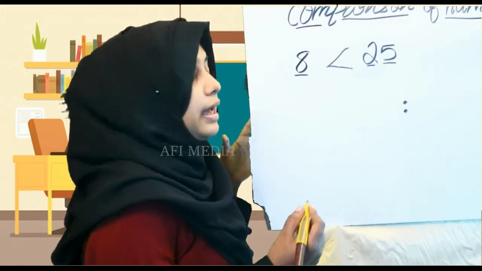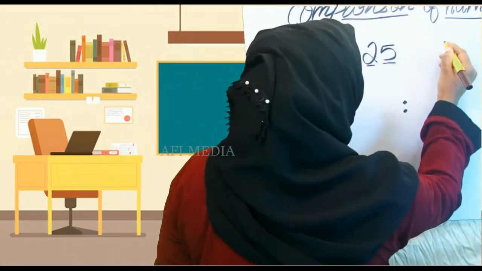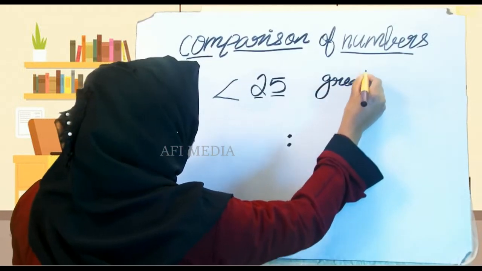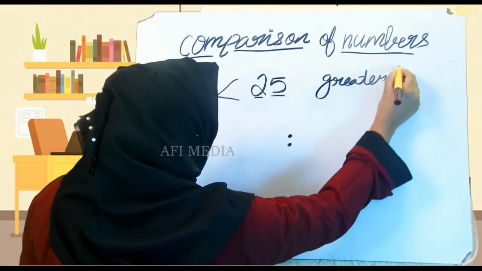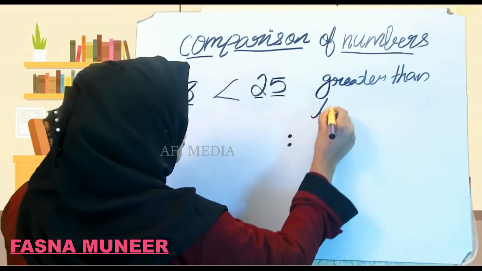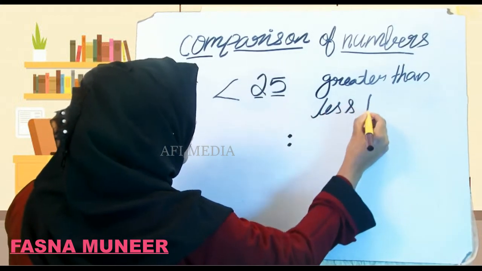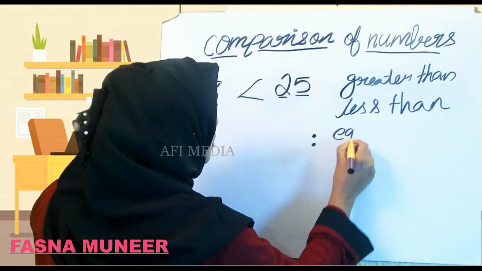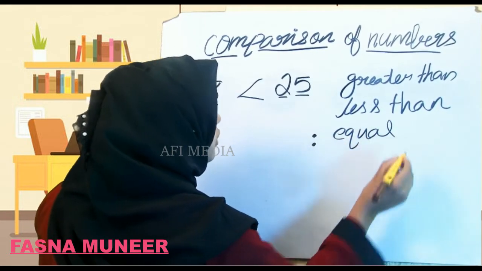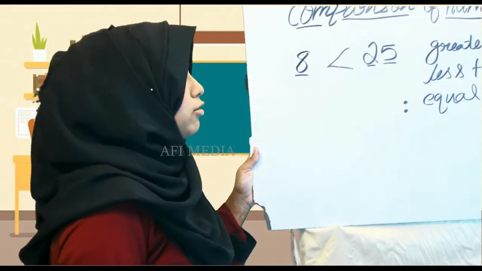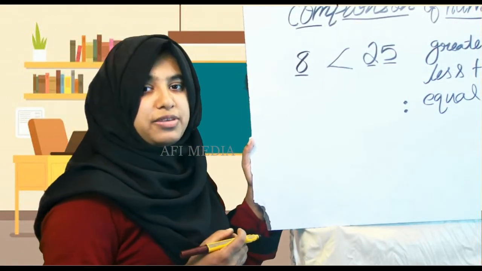Now listen here, I am writing. Greater than, less than, equal. Greater than, less than, equal. Then what is the symbol of these three?